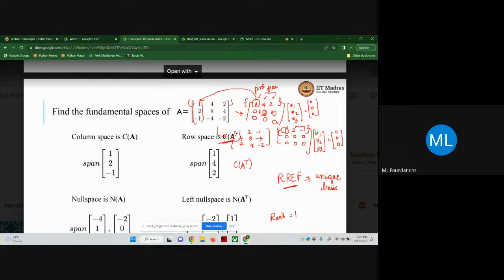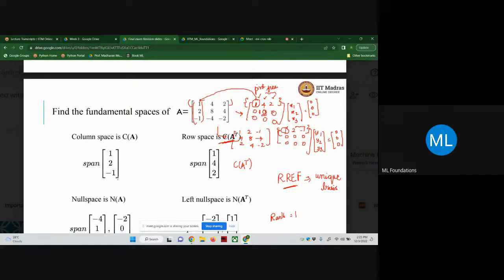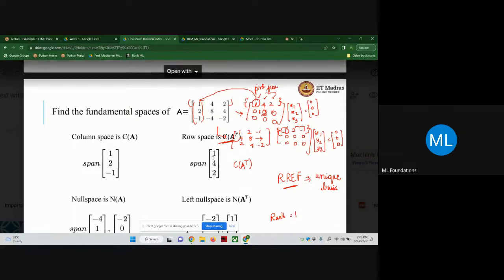So basically, the column space of A will be equal to only one vector, because these three vectors are similar: 1 2 minus 1. Similarly, for the row space, 1 4 2 multiplied by 2 will be equal to this 2 8 4, multiplied by minus 1 will result in this third row. So the row space of A will be equal to the span of 1 4 2. Is that clear?